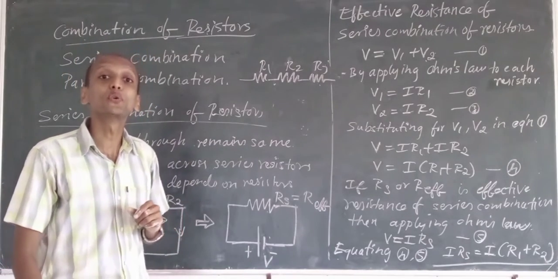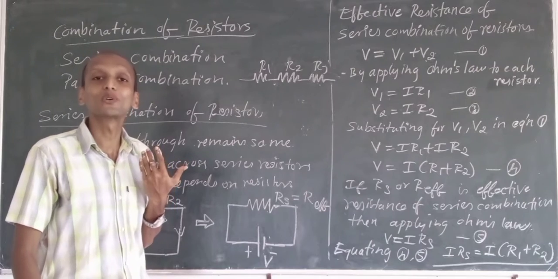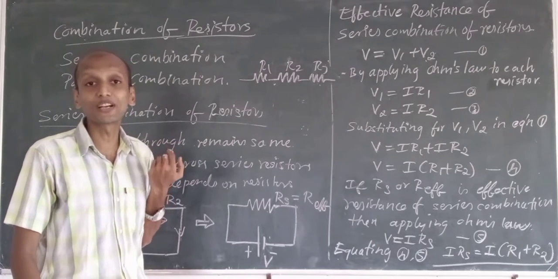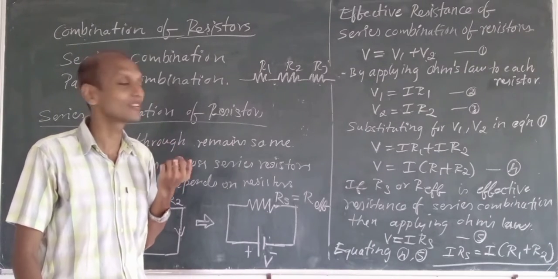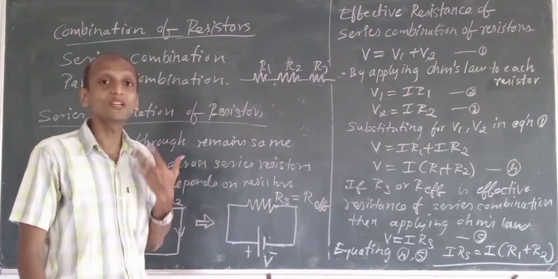To find what? Total resistance. That total resistance is also called what? Effective resistance. We will say it as effective resistance or total resistance. We have to find it out.